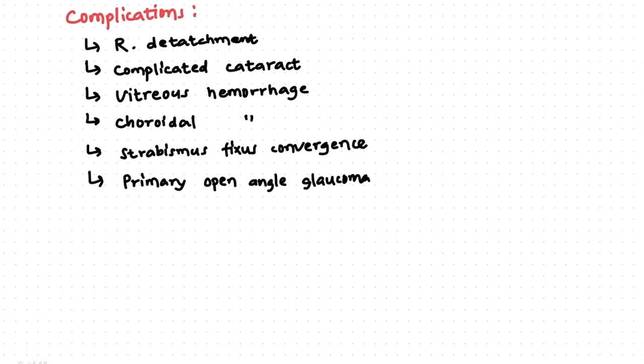Now coming to the complications of pathological myopia. The complications are retinal detachment. It is a very serious complication of pathological myopia. Other complications are complicated cataract, vitreous hemorrhage, choroidal hemorrhage, strabismus fixus convergence, and primary open angle glaucoma.